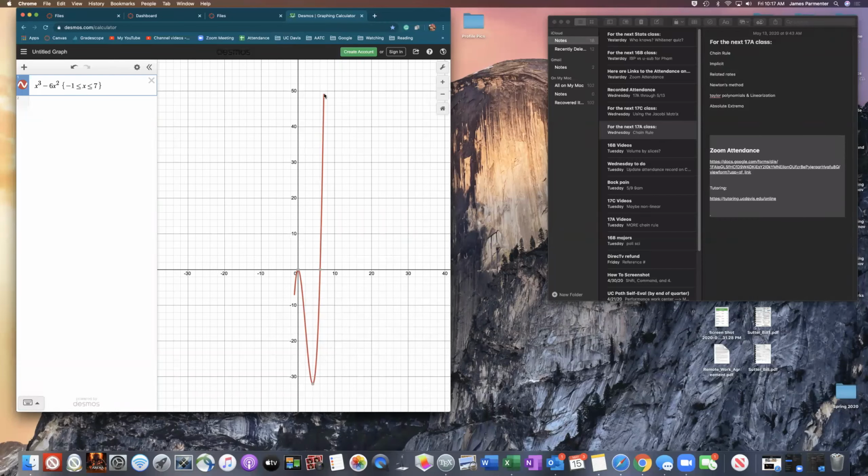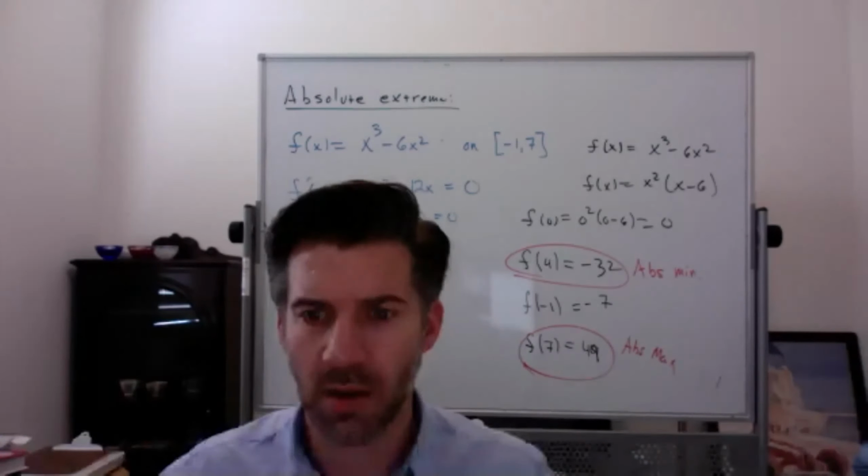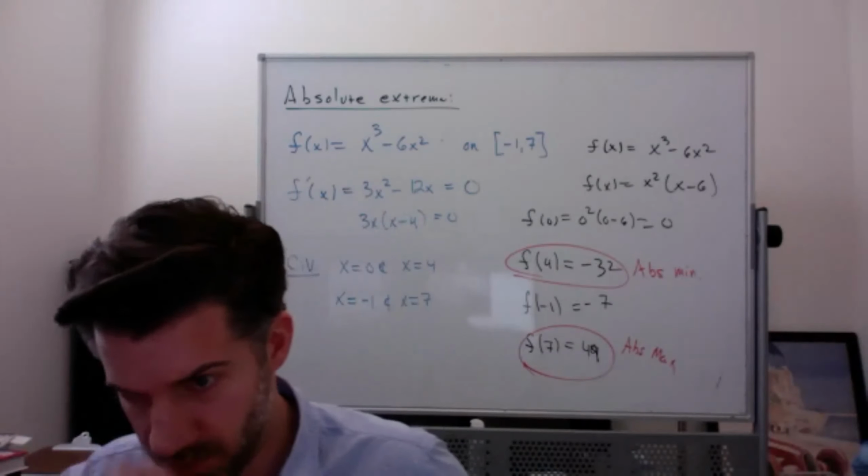So that shows us that this function on this enclosed interval has an absolute maximum here at x equal to 7 with a y value of 49, and an absolute minimum here at x equal to 4 with a y value of -32. So that's how that works in general. Let me stop sharing the screen. So are there questions about that one?